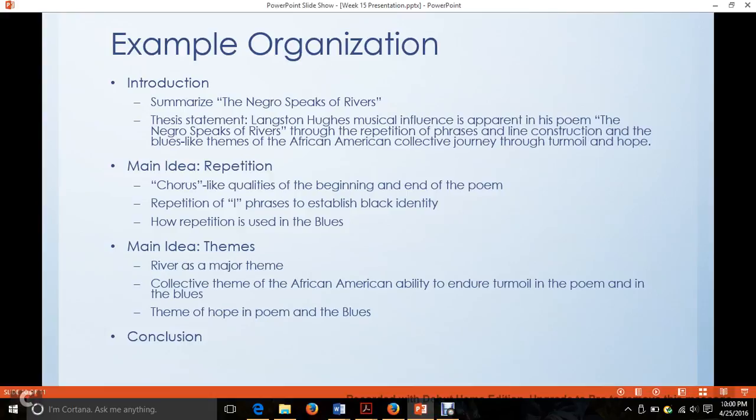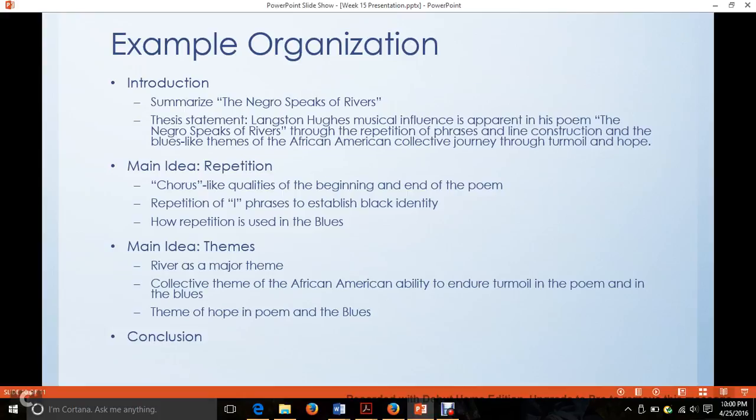And the next section of my paper is going to be part of the body of my essay. The first section I'm going to talk about repetition and how the poem uses repetition and how that relates to music. So I'm going to talk about chorus-like qualities at the beginning and ending of a poem, what a chorus is in music, its significance in music, what's the point of having a chorus, and then I'll share examples from the poem itself that show that it does have a chorus-like quality.